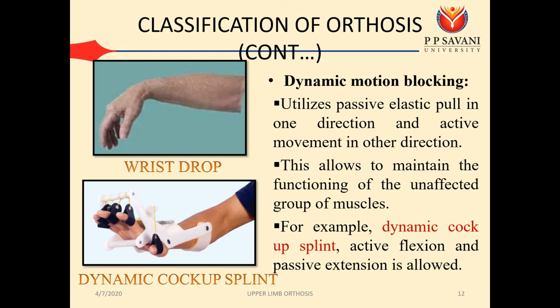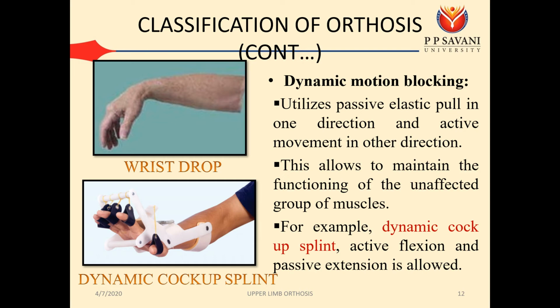Moving forward to dynamic motion blocking splint. First of all, it utilizes the passive elastic pull in one direction and active movement in the other direction. This allows maintaining the functioning of the unaffected group of muscles. For example, dynamic cock-up splint, where active flexion and passive extension is allowed. So in wrist drop, that is radial nerve injury, when there is wrist drop, the extension is not possible. At that time, a dynamic cock-up splint can be given.